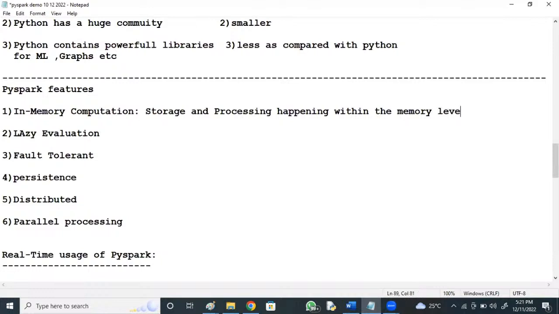Yeah, thank you, sir. What about lazy, sir? Within the memory level is nothing but RAM level, right?